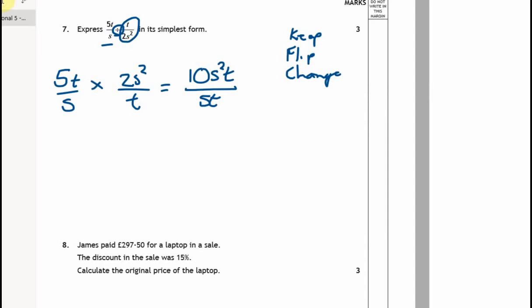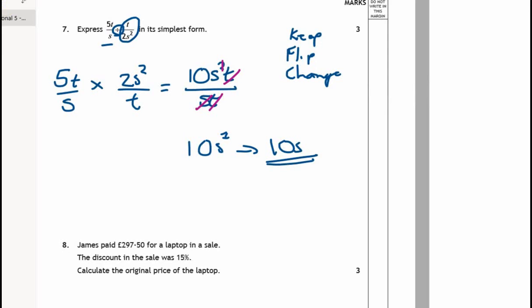Now we need to cancel things out. They want to know if you can divide fractions, and now we cancel. We can cancel a t, and we can cancel an s from the bottom and make that 1. That gives me 10 s to the 1, but do we usually write that? Not really. We just write 10s, and that'll be your final answer.